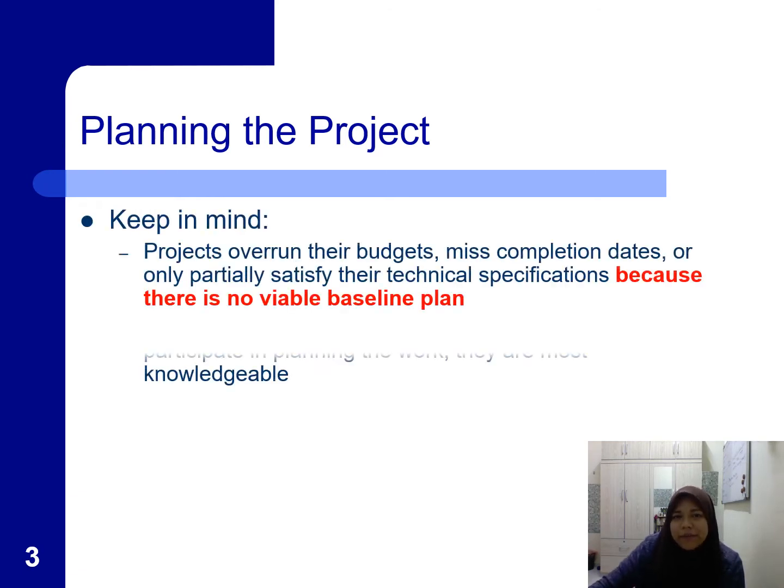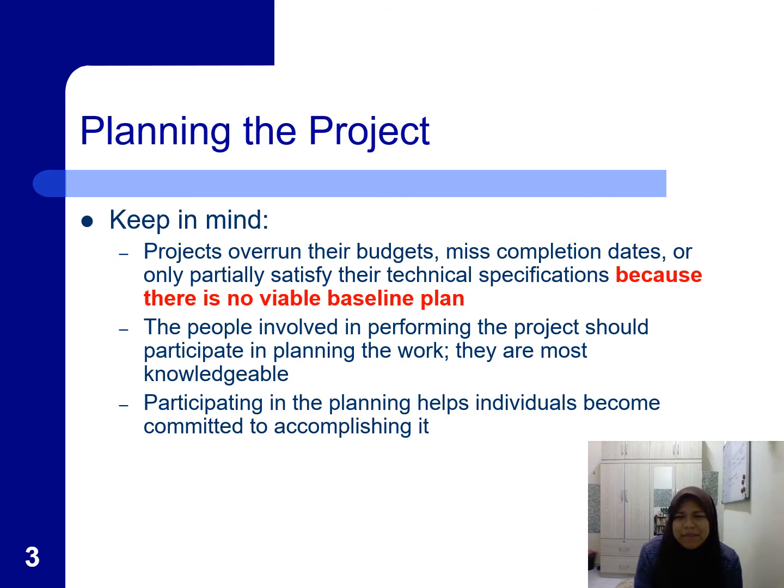So, planning the project. You have to keep in mind that projects overrun their budget, miss completion dates, or even only partially satisfy their technical specifications. This is all because they don't have a baseline plan. I've already mentioned in the previous chapter, you should have a baseline plan that should be compared with the actual progress. This is to make sure you are on track and to work as guidance for you. People involved in performing the project should participate in planning the work because they are most knowledgeable. So it is very important for you to draft the plan first, then only you can run it.